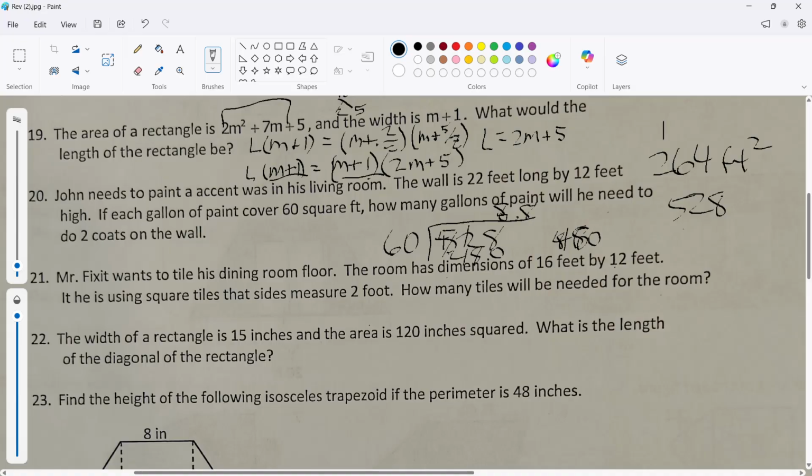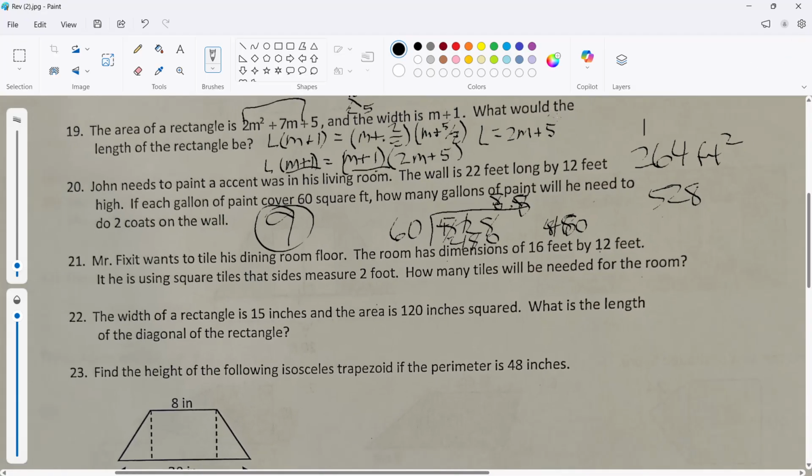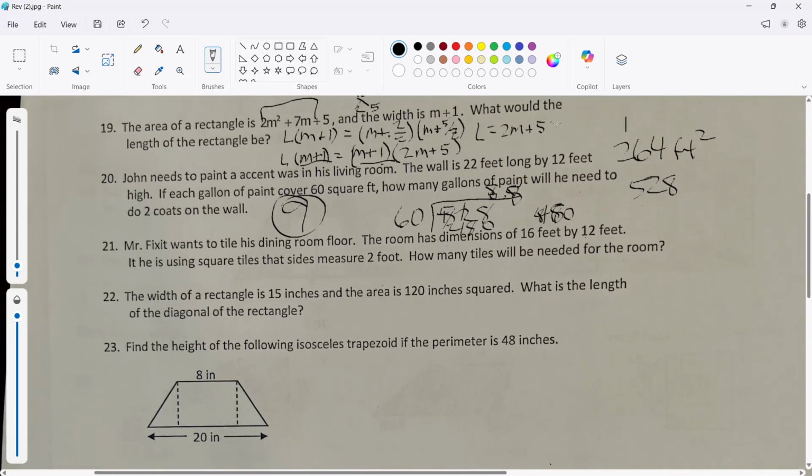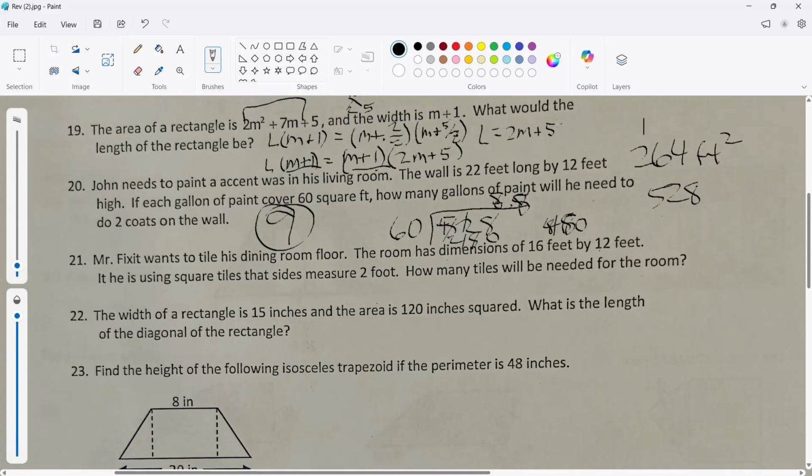48, so it's 8.8. 8.8 gallons, so really I have to buy 9 gallons. I guess you could do that on your calculator. But round up because you want to have extra gallons. And by the way, when you buy paint, you got to buy it in one batch.